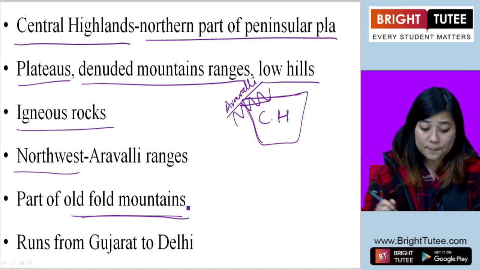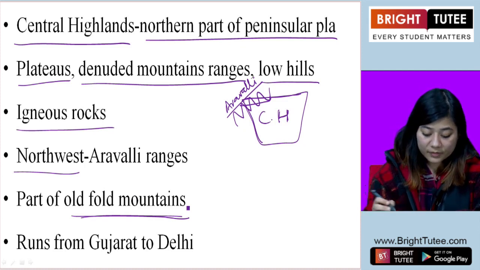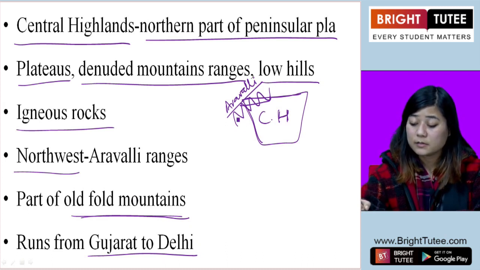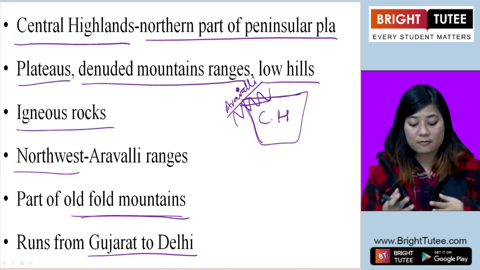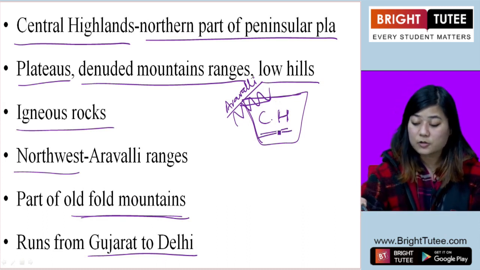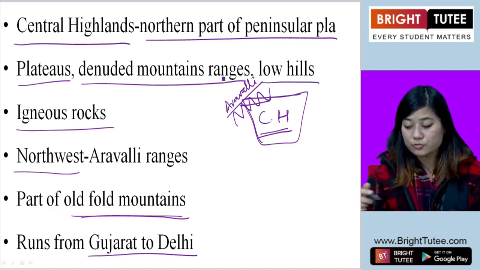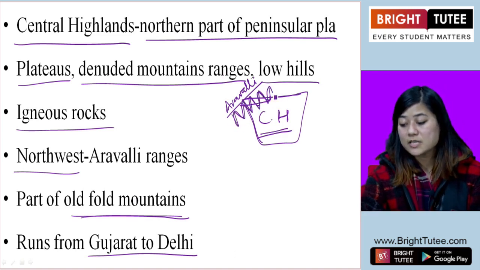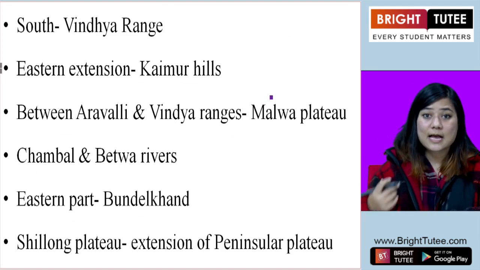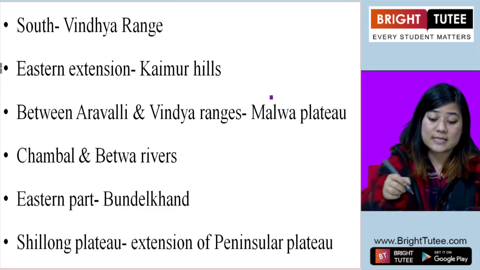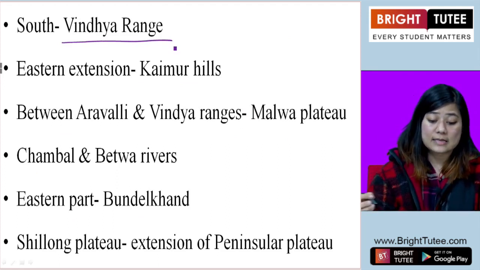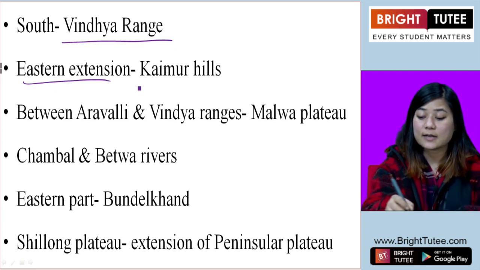Okay. Now this Central Highlands, they run from Gujarat to Delhi. The Aravalli ranges which bound the northwestern part of the Central Highlands run from Gujarat in the west to Delhi. So it covers that entire region from Gujarat to Delhi. Okay. In the south of the Central Highlands is another range which is called Vindhya range. Okay. And in the eastern extension there is Kaimur hills.